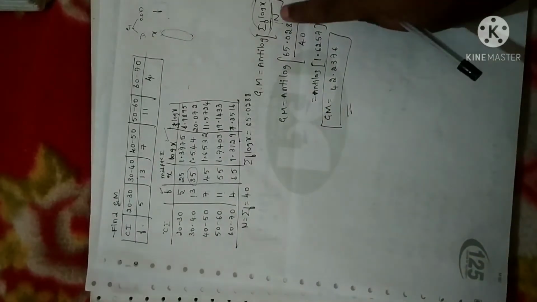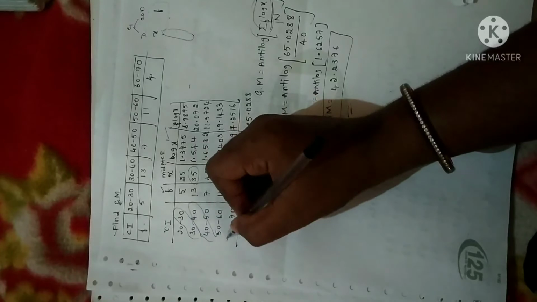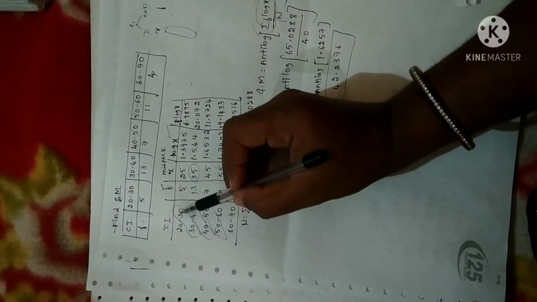The only thing is you have to remember the formula, and before finding the x value make sure there is continuity of data. In the given problem there is continuity of data, so I can obtain the x value by adding these two limits and dividing by 2.